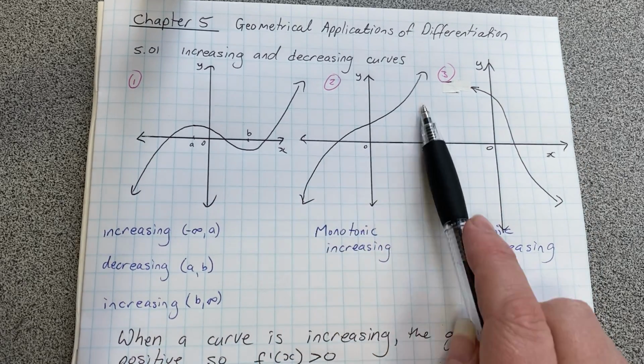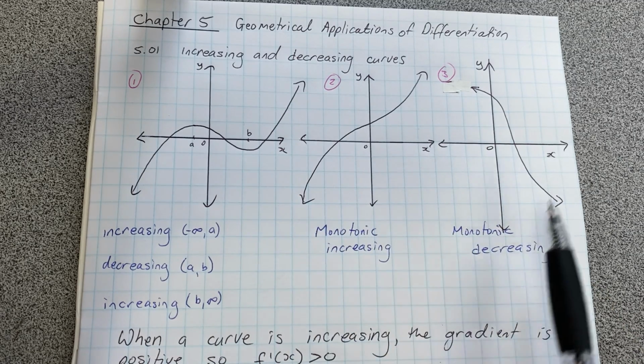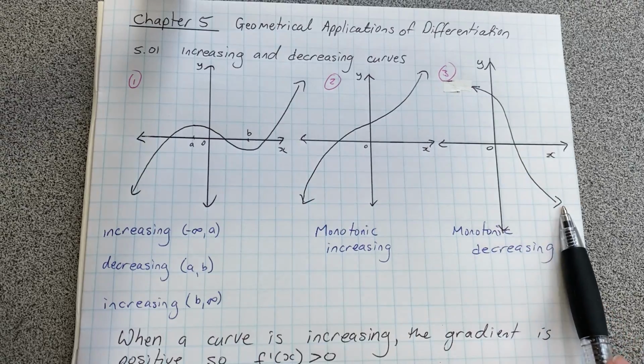This one here, it always increases. It never comes back down. So we call it monotonic increasing. In the same way, this one is monotonic decreasing.